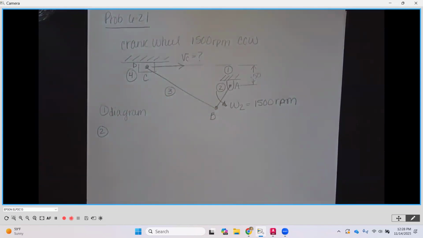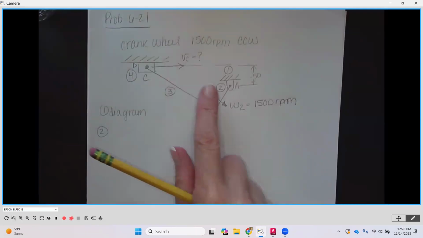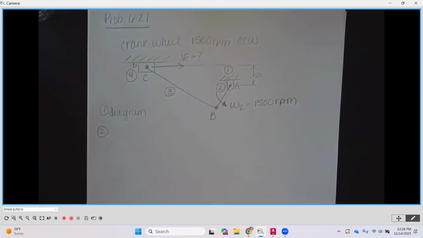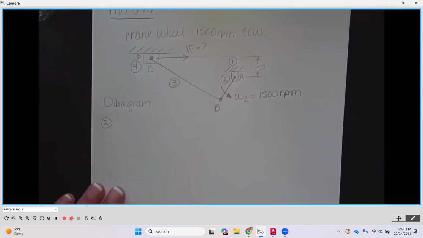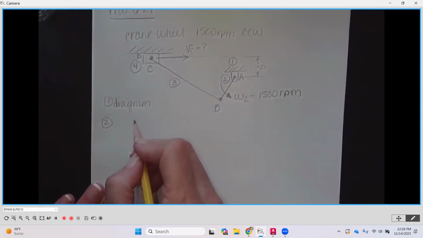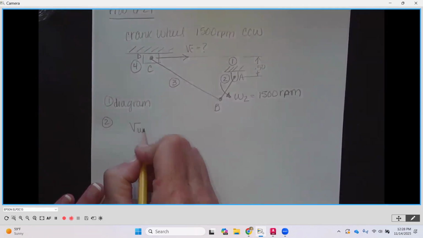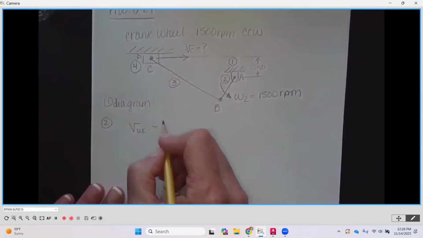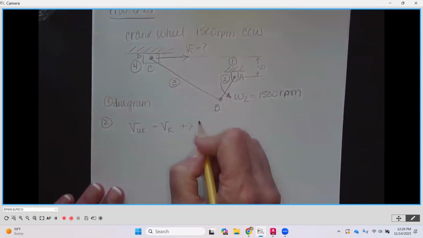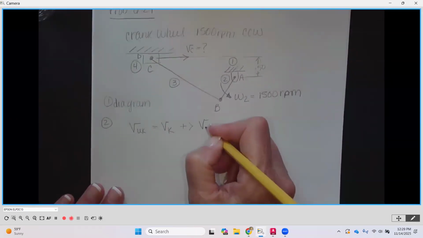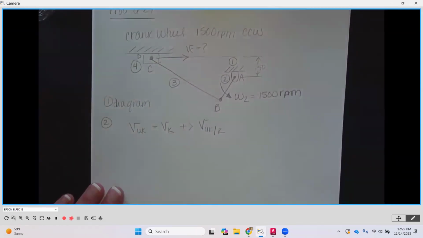So we need to do what we call the relative velocity method because the velocity of C depends on the crank, but it's not directly connected to it. Okay, so it's relative to it, if you would. So the relative velocity straight line velocity equation that we use, in its generic form, is going to be the velocity of the unknown, VK, is equal to the velocity of the known plus vectorially the velocity of the unknown relative to the known, okay? So this is its generic form.